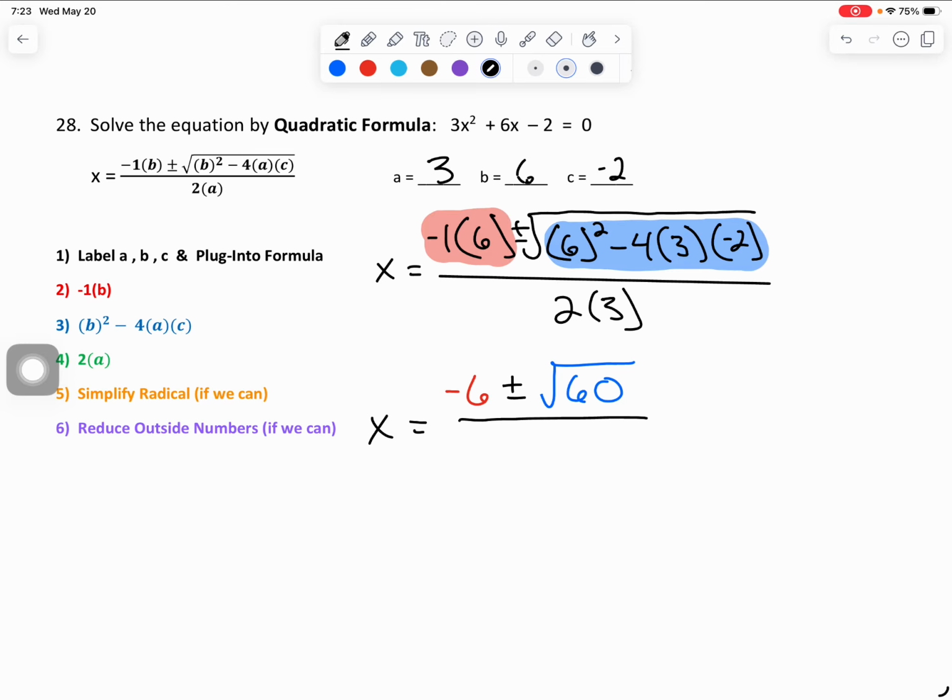And then we will set that over 2 times a, which is 2 times 3. And 2 times 3 is 6. Great job, class. It says to simplify the radical if we can.